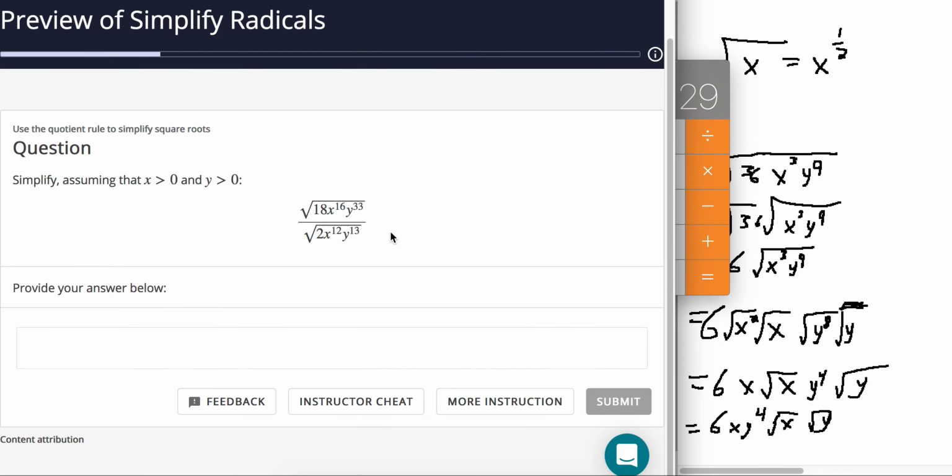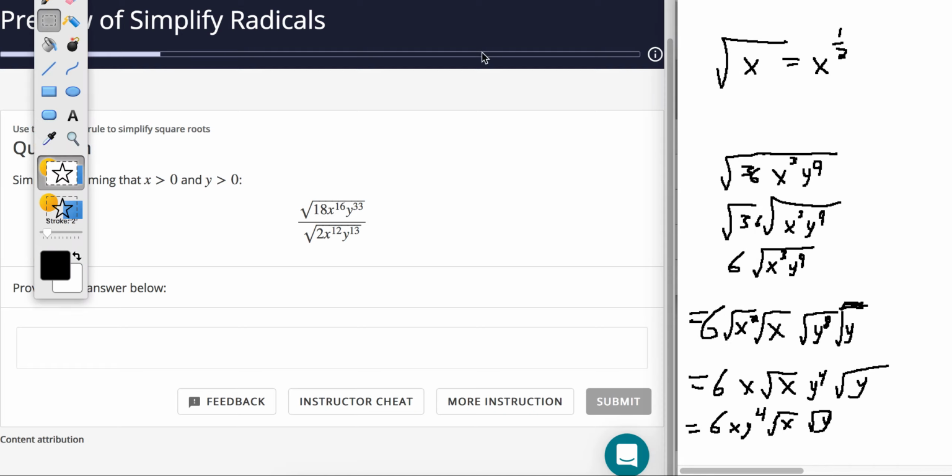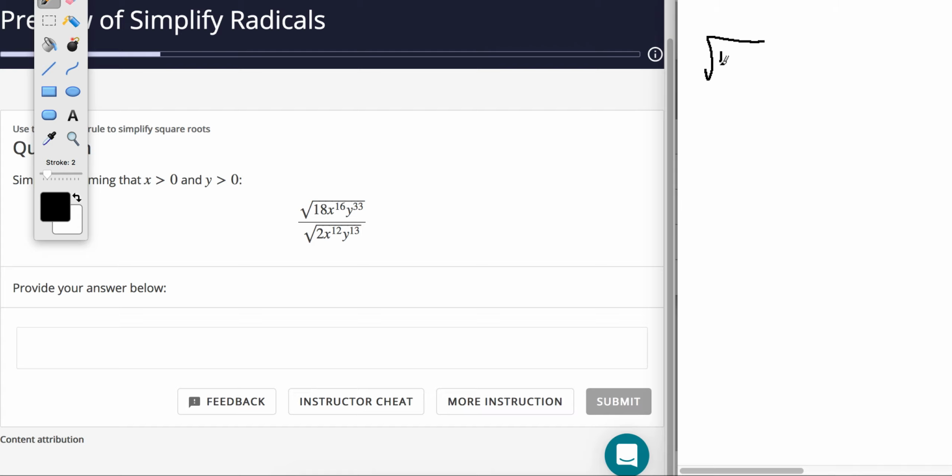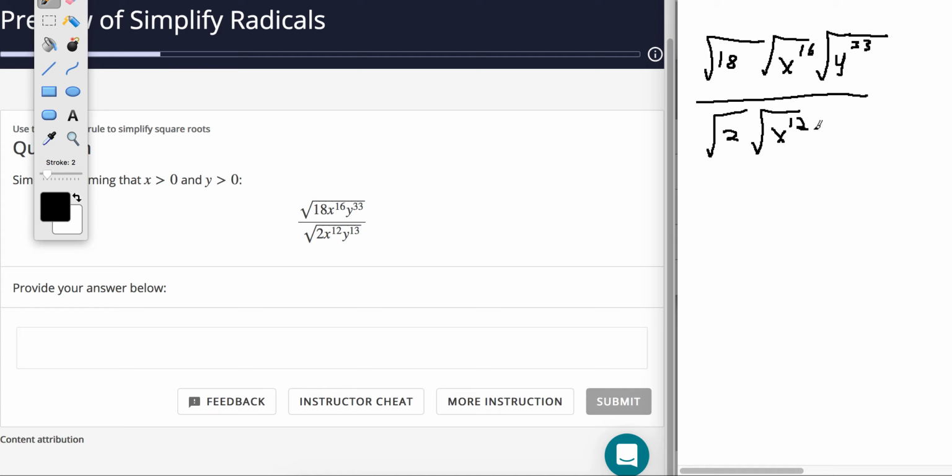Okay, so you're going to do the same thing with this one. So we got square root of 18, and then I'm breaking up as separate square roots. X to the 16th and square root of y to the 33rd. Now it doesn't matter the order you do them in, okay? You could take care of the top first and then try to simplify, but I'm breaking them up as separate square roots.